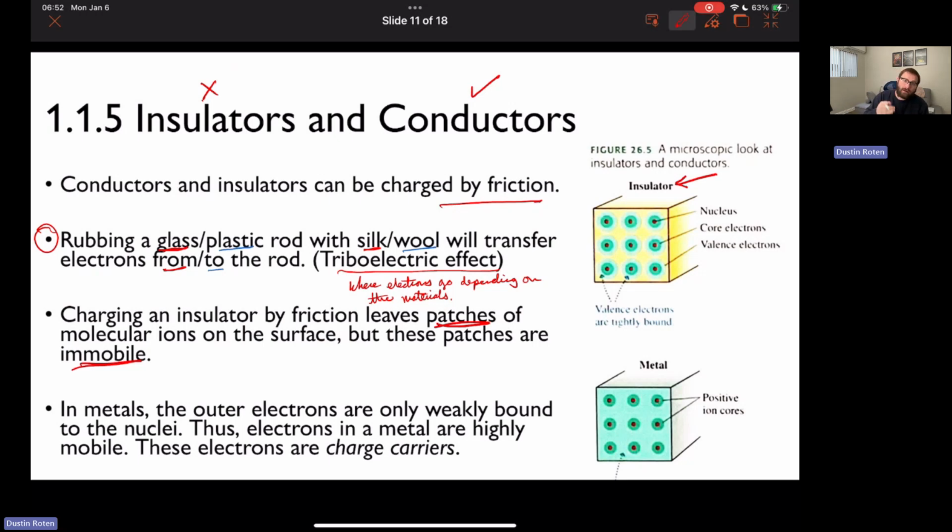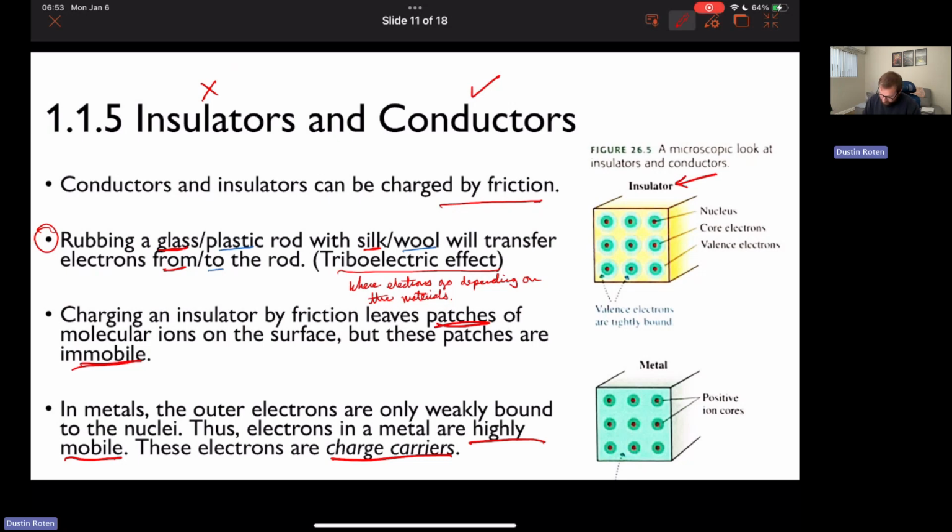But in a metal, the outer electrons are only weakly bound. Okay, so this is like a conductor. Since they're weakly bound, they are very mobile in a conductor, like a metal. And therefore, these electrons are actually charge carriers.